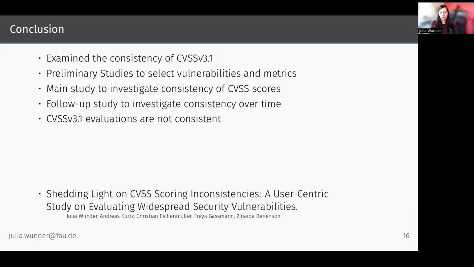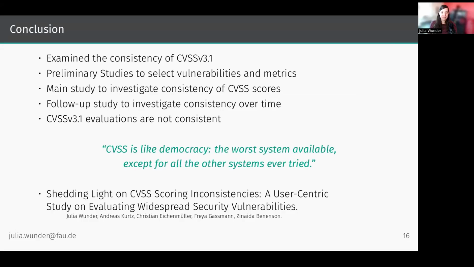So if you want to know more about our research and about the results, you can read our paper, Shedding Light on CVSS Scoring Inconsistencies: A User-Centric Study on Evaluating Widespread Security Vulnerabilities. And to end my talk, I want to cite a very fitting statement from one of our participants. CVSS is like democracy, the worst system available, except for all the other systems ever tried.